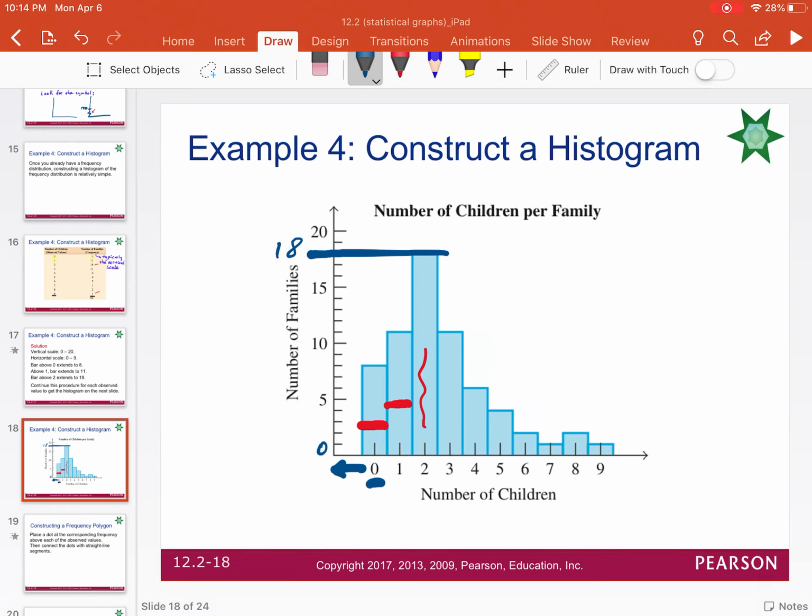The bars have to be touching each other. And it's actually good to move it off the y-axis, to move it away so you can see the bars a little bit better. Okay, that's it.